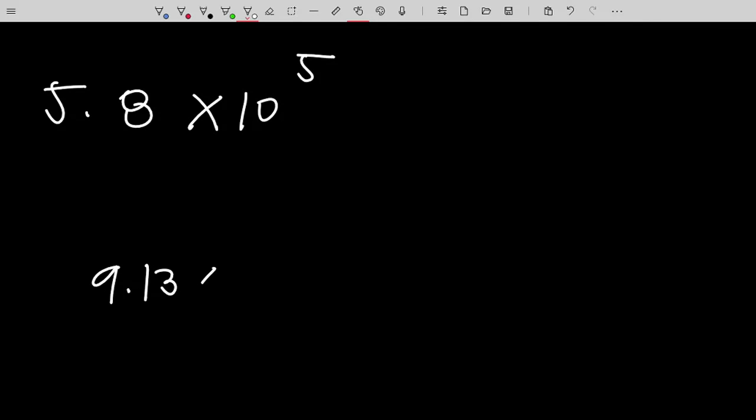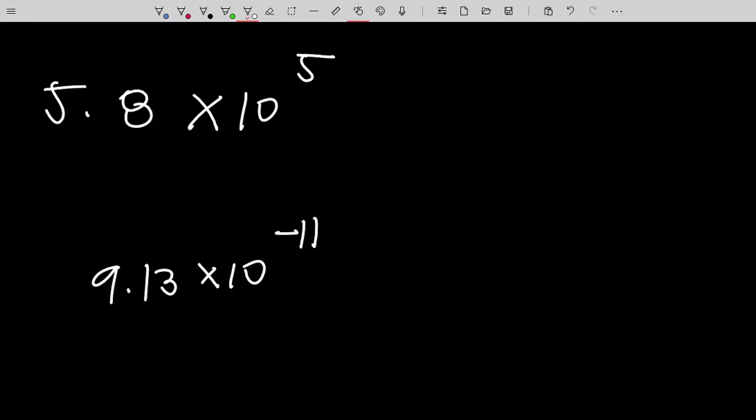Now let's have another set of examples, which will be a different one. What if we have 5.8 times 10 raised to the 5th power and 9.13 times 10 raised to the 11th power? What we're going to do here is convert a value from scientific notation into its original value. Let's go first with our first example: 5.8 times 10 raised to the 5th power.